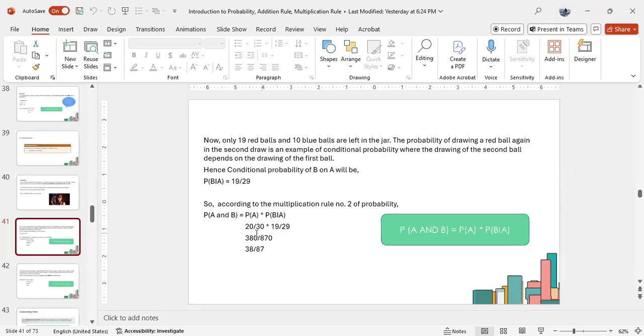After application into this simple formula, we get the answer of 38 by 87. 20 by 30 multiplied by 19 by 29. So the answer would be 38 by 87.